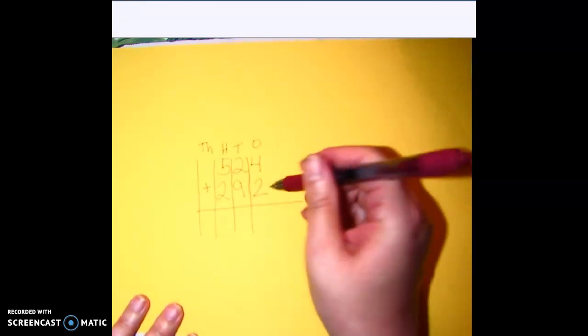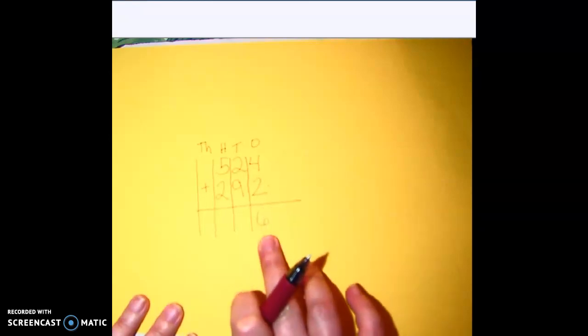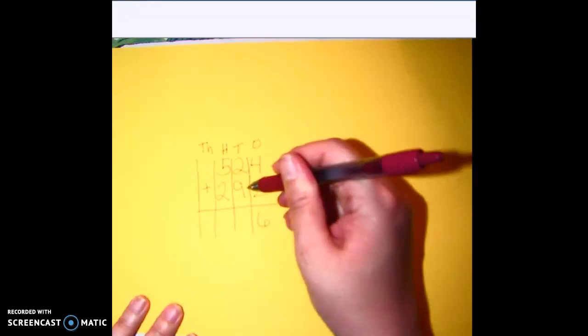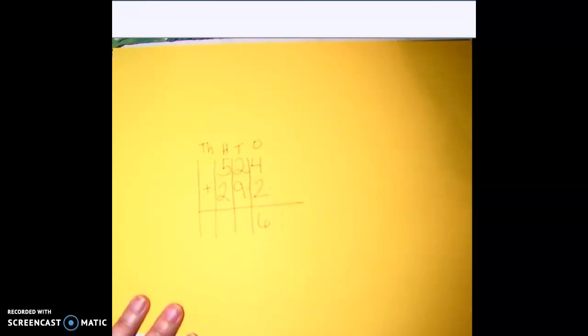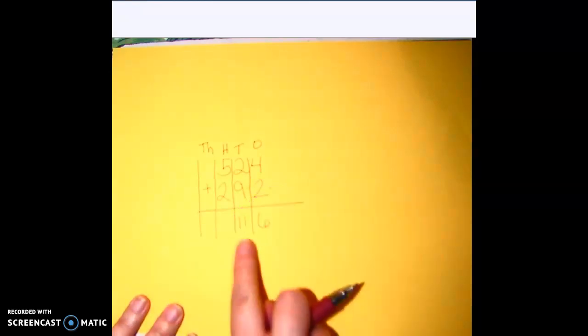So you've got 4 ones and 2 ones. That's going to give you 6. 1 digit, 1 space. So that's fine. I don't have to do anything in this one. 9, 10, 11. So I have 11 tens. 1 digit, 1 space.